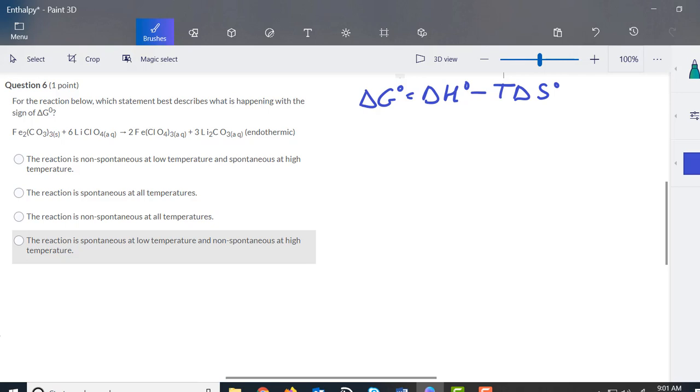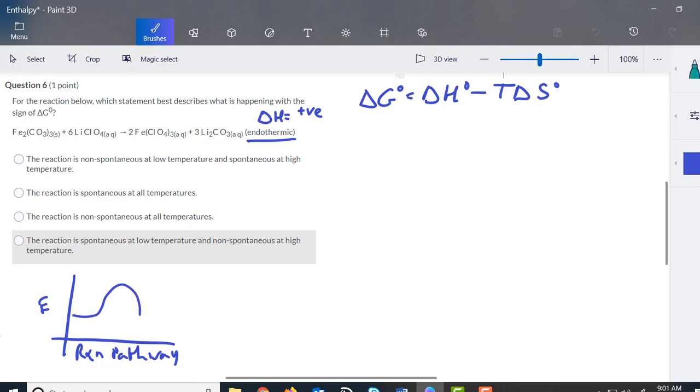So the first thing we can do is we can look at this and we see endothermic. Now endothermic is going to have a delta H, which is positive. Endothermic means that we have a reaction type situation. So this is a reaction pathway down here, and this is energy. And the situation is going to look like this. There we go, that's better.